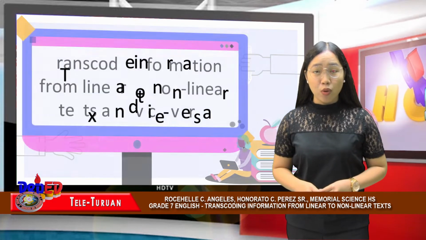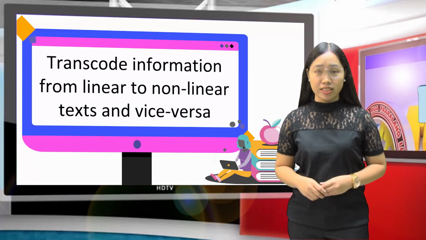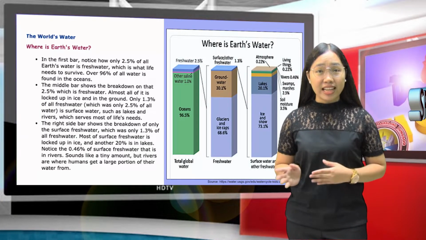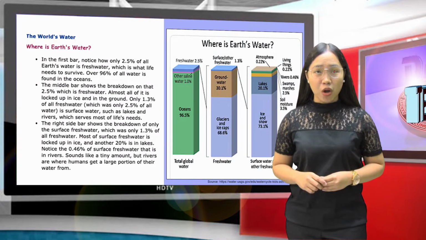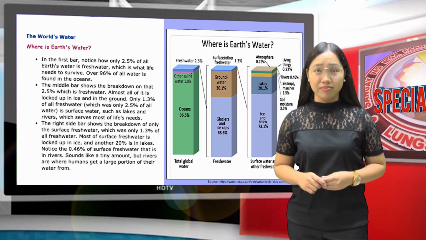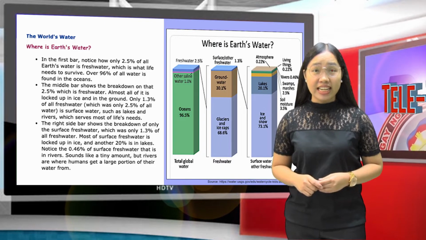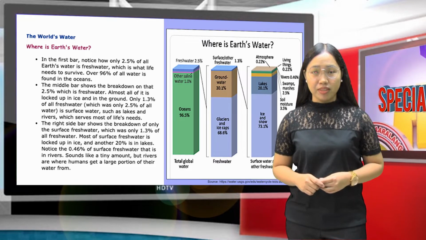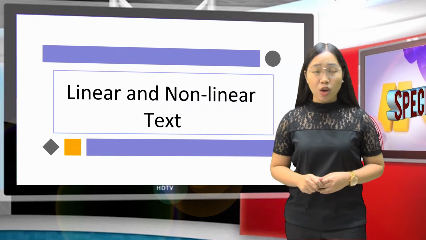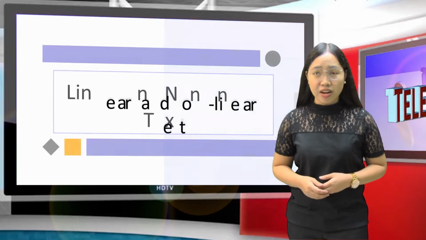Our session for this day will focus on how to transcode information from linear to non-linear text and vice versa. As we start with our discussion, I want you to take a look at these images. What do you observe? Yes, both talk about the world's water. Another? Very good. One is in a paragraph form while the other one is a graph. These images are actually examples of text. The first one is a linear text while the second picture is a non-linear text. But what is linear and non-linear text?